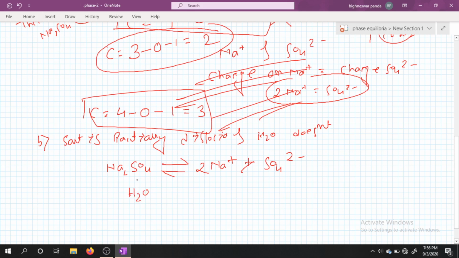So how many constituents are there? Since Na2SO4 is partially dissociated, that means it is also present. So constituent number 1, 2, 3, and this is our constituent number 4. So N equal to 4. Number of component is equal to N minus E minus R. So C is equal to 4 minus, how many equilibria? 1 equilibrium. Restricted condition means total charge on cations is equal to total charge on anions. Ions are present, so I can use minus 1. So here component is equal to 2.